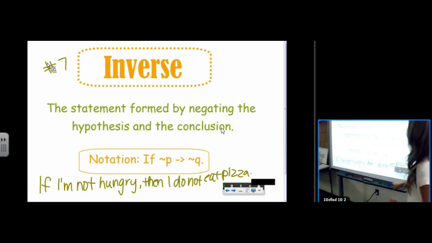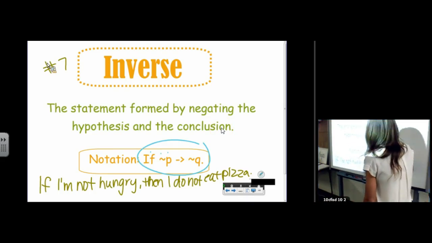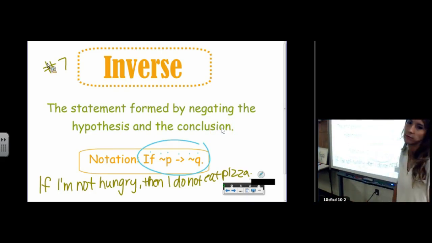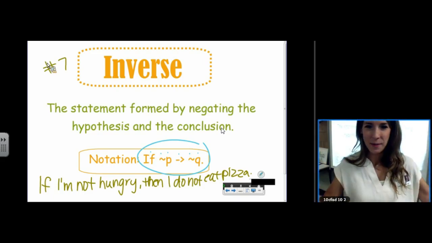The notation is right here. If not P, then not Q. If I'm not hungry, then I don't eat pizza.